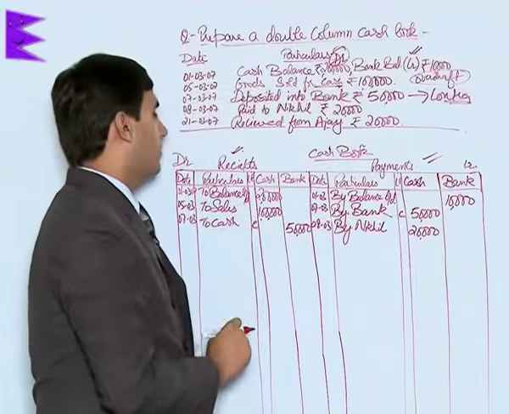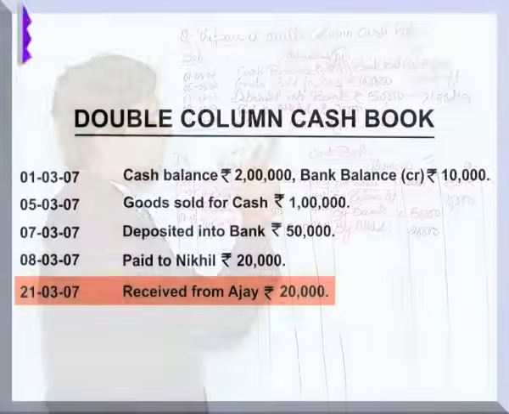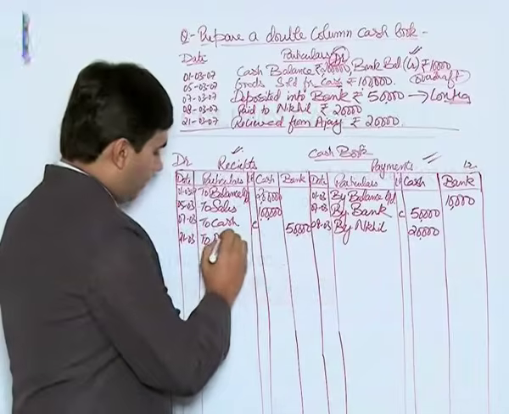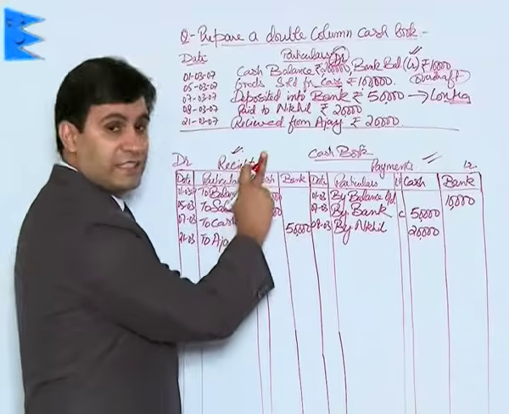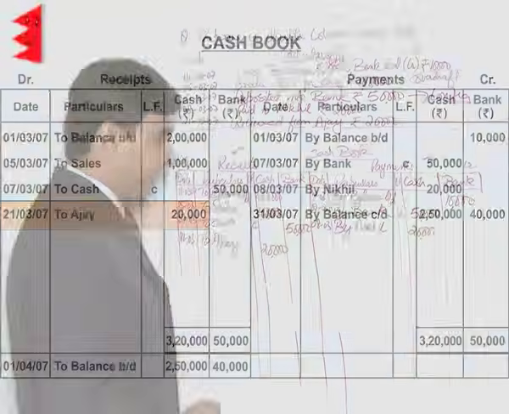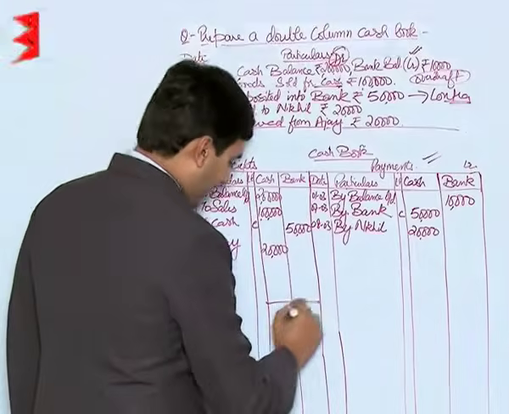Coming to the last transaction, students, 21st March, it is received from Ajay. Since we are receiving from Ajay, on the receipt side it is to Ajay, and nothing is mentioned, so we will be receiving cash. So in the cash column, 20,000 rupees on the receipt side. Again, let us try and find the balances.